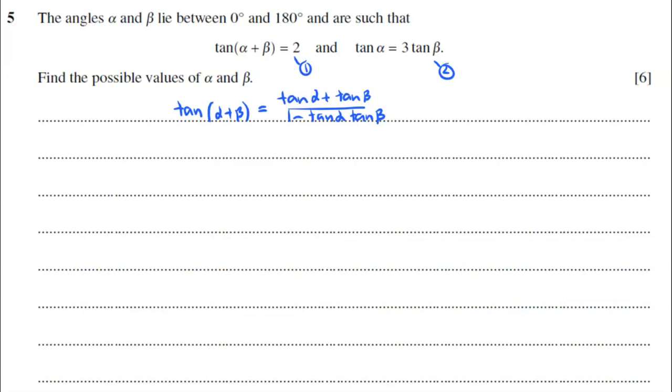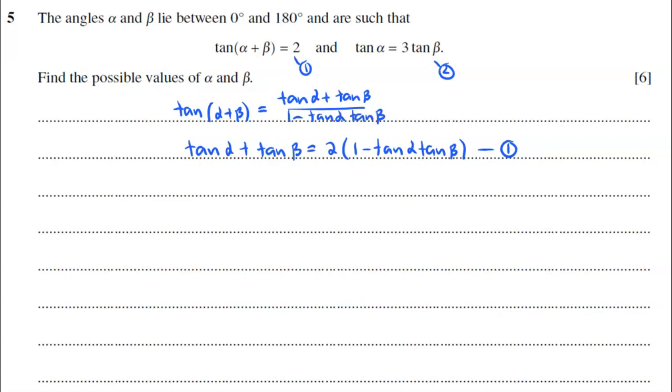So we can take that, and in our first equation, let's take the denominator up and multiply it by the 2. We'll rearrange the first equation so it looks like this: tan of alpha plus tan of beta is equal to 2 times 1 minus tan of alpha times tan of beta. Okay, so that's our equation 1, just modified slightly.